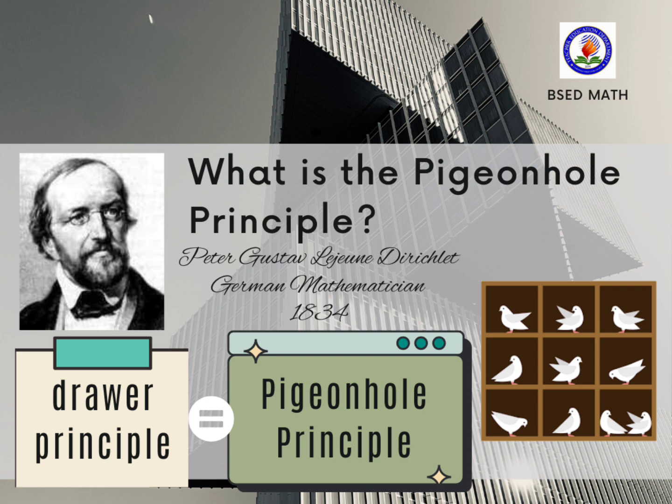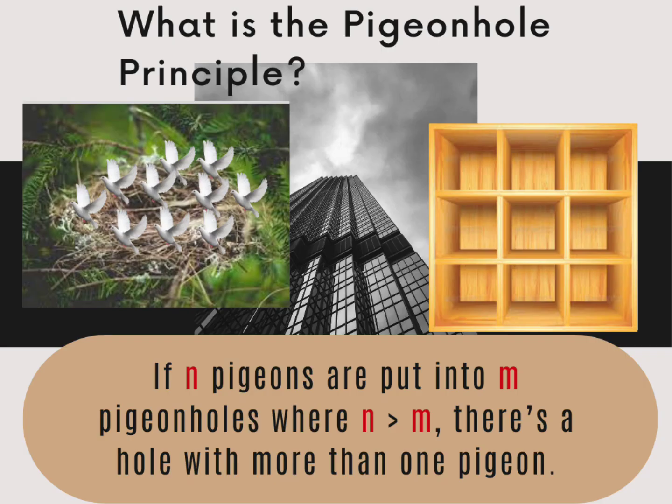Now, let us see what is actually the idea or the logic in the Pigeonhole principle. The logic is like this. For example, we have here 10 pigeons. As you can see here, 1, 2, 3, 4, 5, 6, 7, 8, 9, 10 pigeons. And on the other side, we also have a drawer which has 9 holes or pigeonholes. So that's 1, 2, 3, 4, 5, 6, 7, 8, 9.